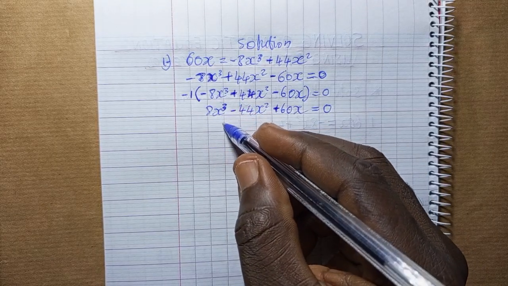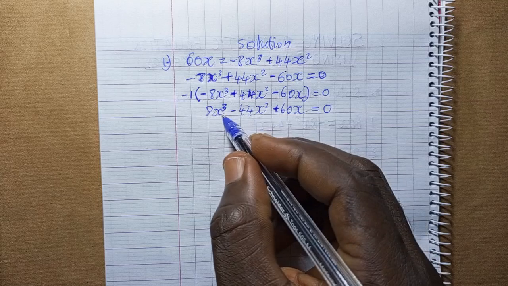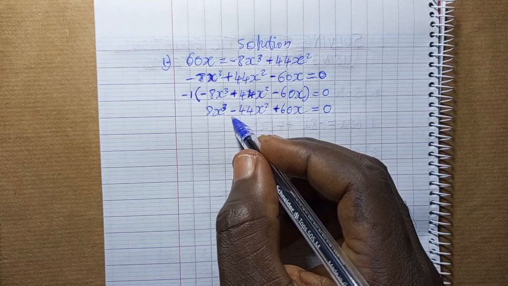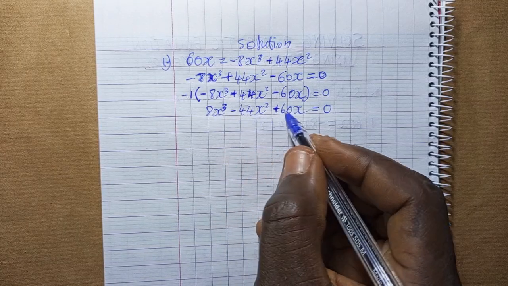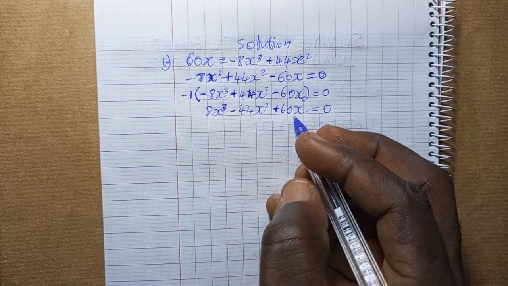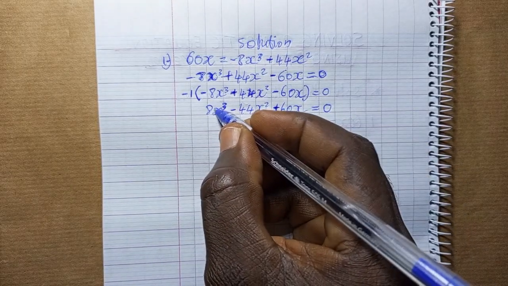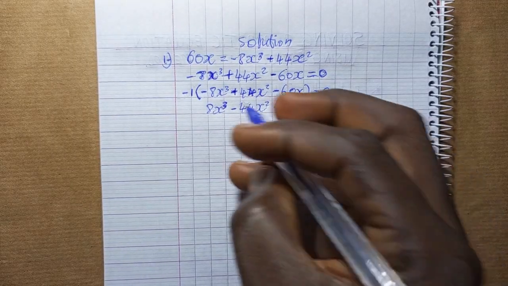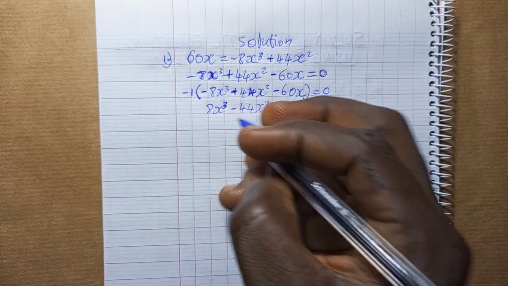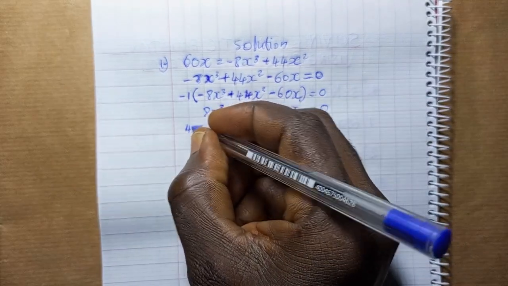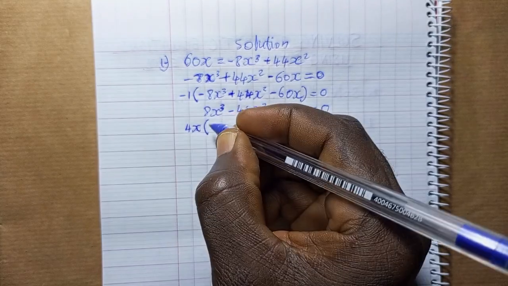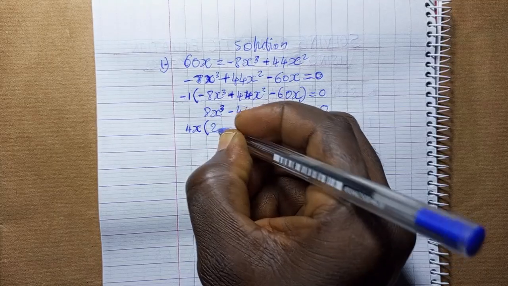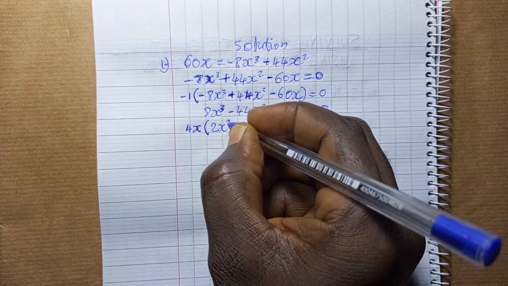Now the next step is to divide through by the common factor. The common factor all through these numbers is 4x. This value can be divided by 4x, this can be divided by 4x, this can be divided by 4x. So the common factor we bring outside, which is 4x open bracket. If we remove 4x from here, we're going to have 2x raised to power 2.